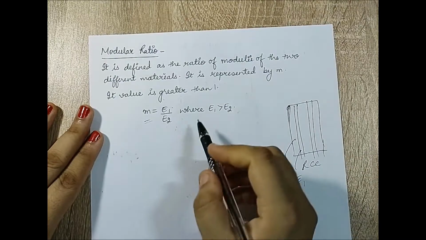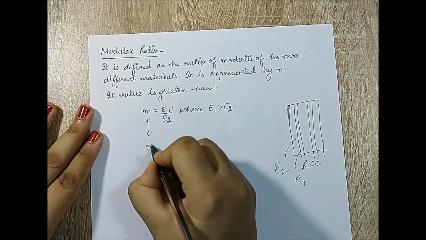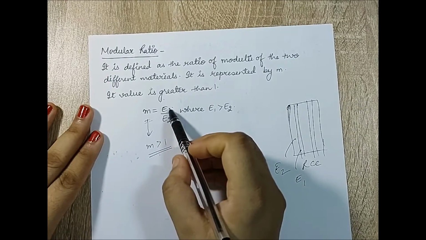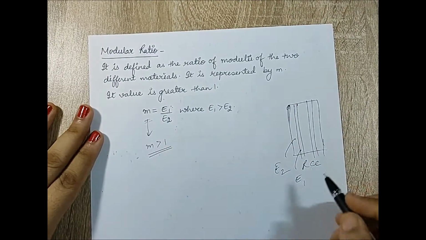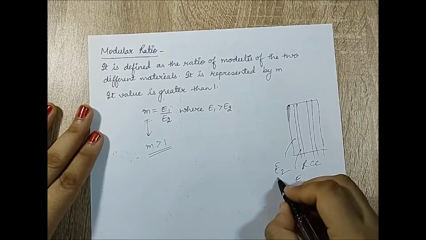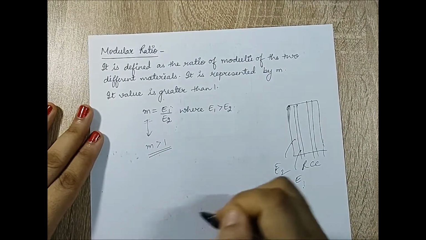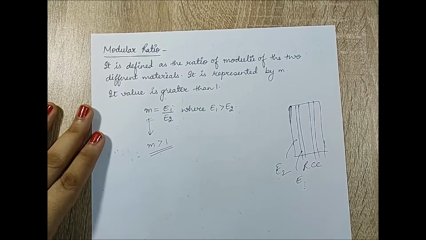So you will also have to observe that this value of m is always greater than 1. Since it is greater, therefore it will always be the ratio of higher to the lower value. E of steel will be more as compared to concrete. So I will write E of steel upon E of concrete. So this is about the concept of modular ratio.